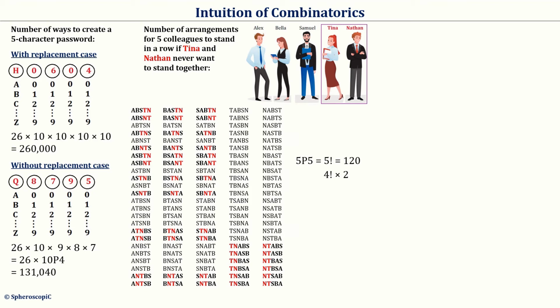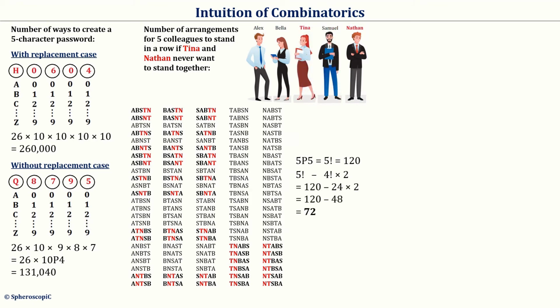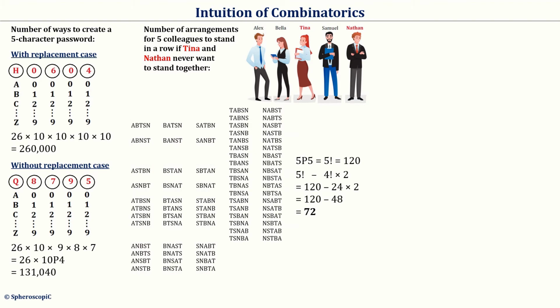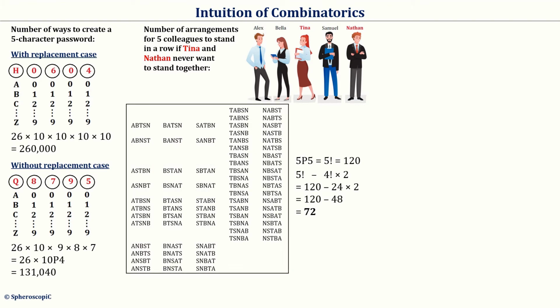So we need to subtract this count from total number of arrangements, that is 5 factorial, which equals 72 arrangements. These are the 72 ways of arrangements we are looking for and counted. Let's count arrangements in something different.